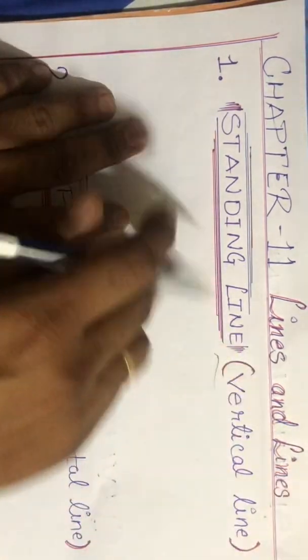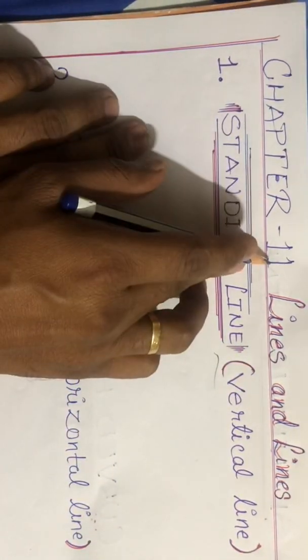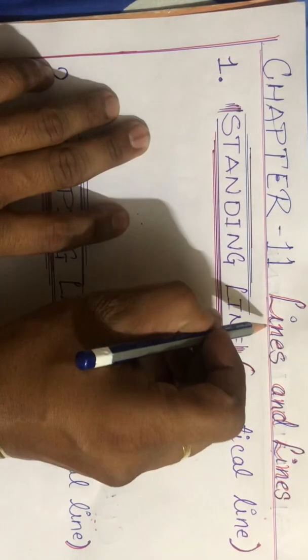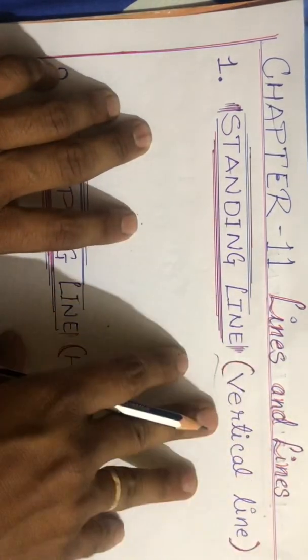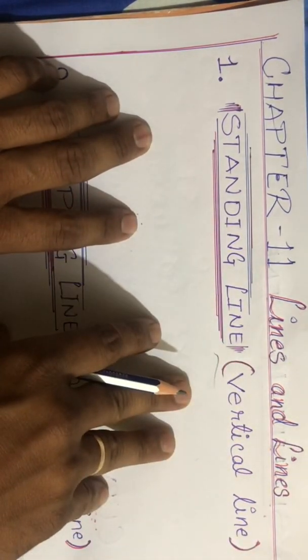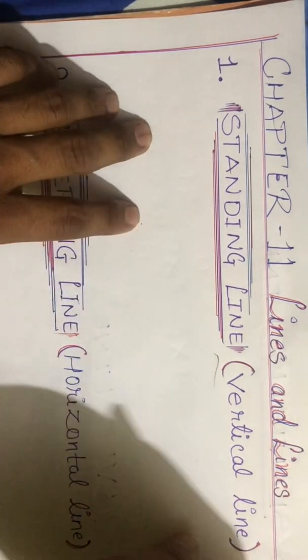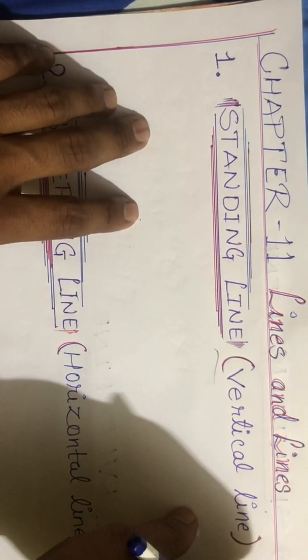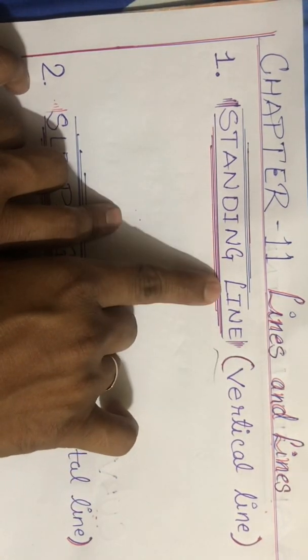Good morning, kids. Today we are going to start a new chapter, chapter number 11, and the name of the chapter is Lines and Lines. So, in this chapter, we learn about different types of lines which we are using. Firstly, we are going to learn standing line.